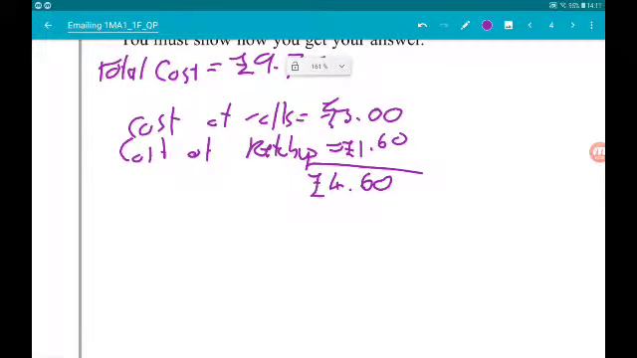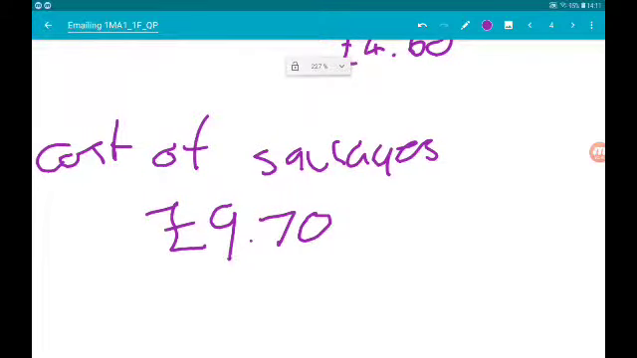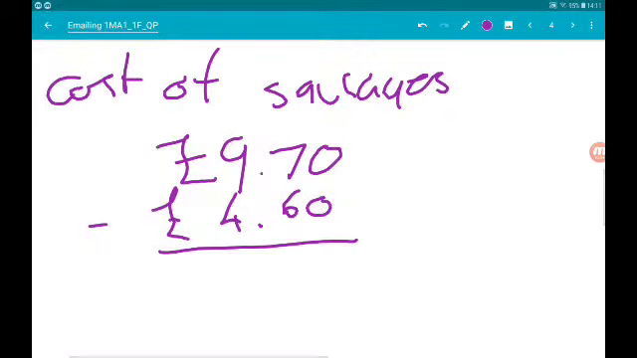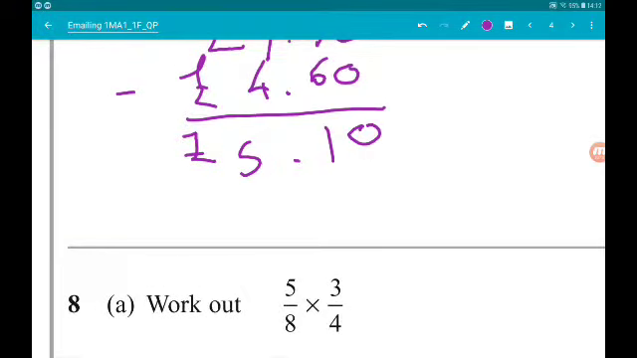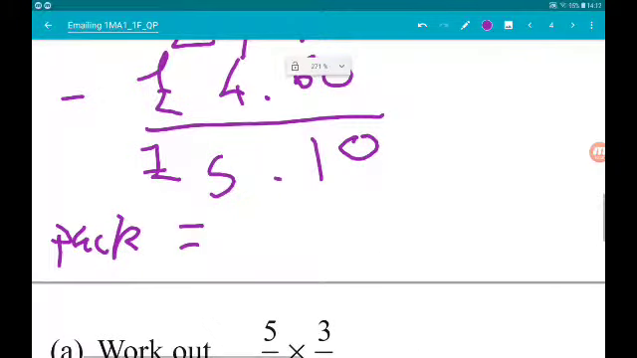Now the cost of the sausages then is £9.70 minus £4.60. Okay, starting from the right, 0 takes 0 is 0, 7 takes 6 is 1, 9 takes 4 is 5. So, 3 packs of sausages cost £5.10. Now, 1 pack is £5.10 divided by 3. So, let's use the bus stop.